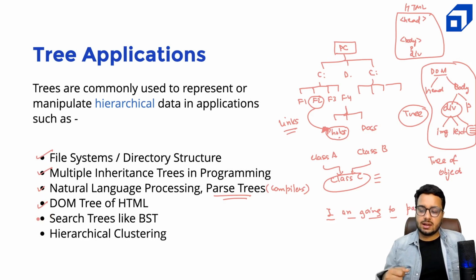Then of course there are trees which are used in search operations, like the binary search tree. There are trees which are used to implement data structures like map, self-balancing trees. They are used to perform faster searches and keep data ordered. We will talk about BSTs in the coming class.